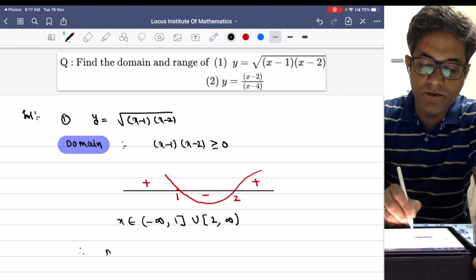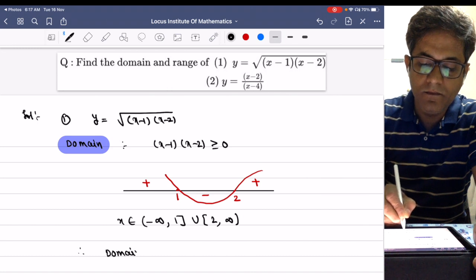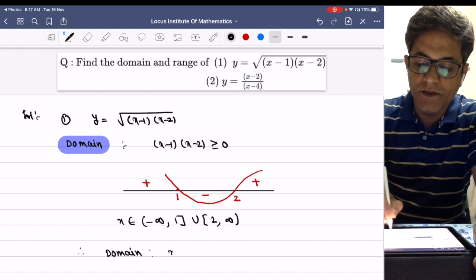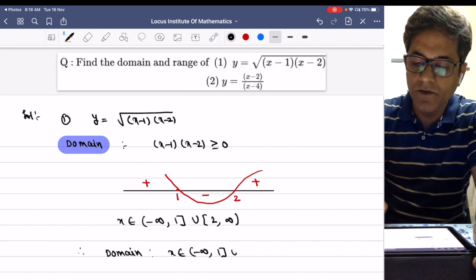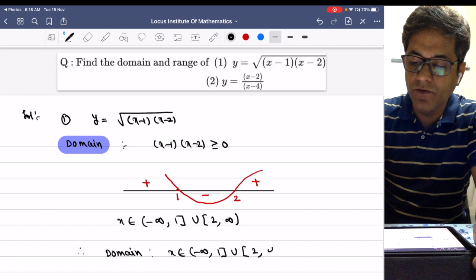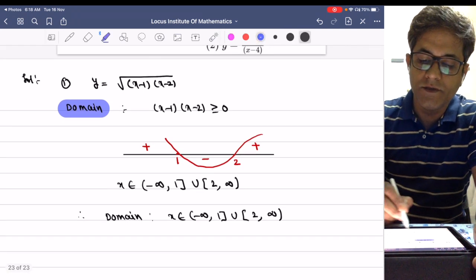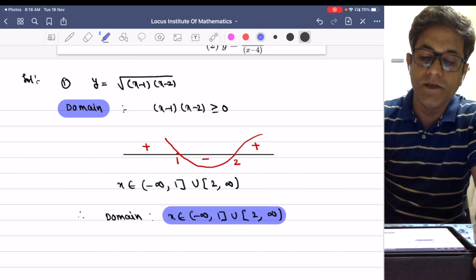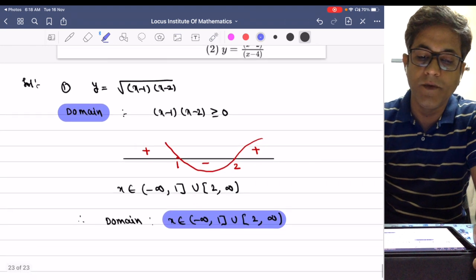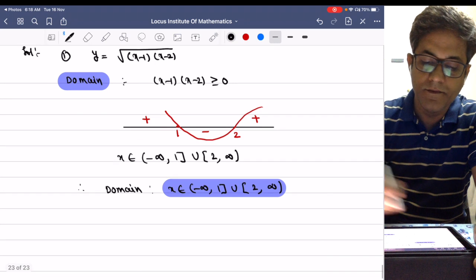Therefore the domain of the function is x belongs to minus infinity to closed 1 union closed 2 to infinity. So this is the answer for the first part of the first question, that is domain. Next we will find the range.